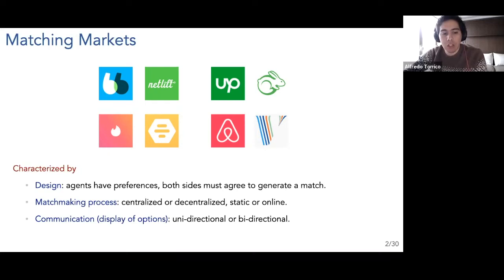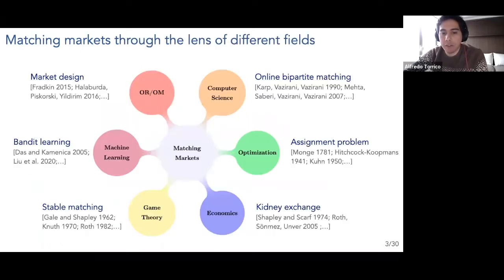Okay. So recently there have been some concerns related to the presence of bias in many of these platforms or other societal issues around matching markets. So you may consider some societal considerations in your model, such as maximizing social welfare or including some fairness or diversity constraints. Okay, so matching markets have been studied from different fields, such as computer science, optimization, game theory and machine learning. Okay, but I want to highlight a few of these works.